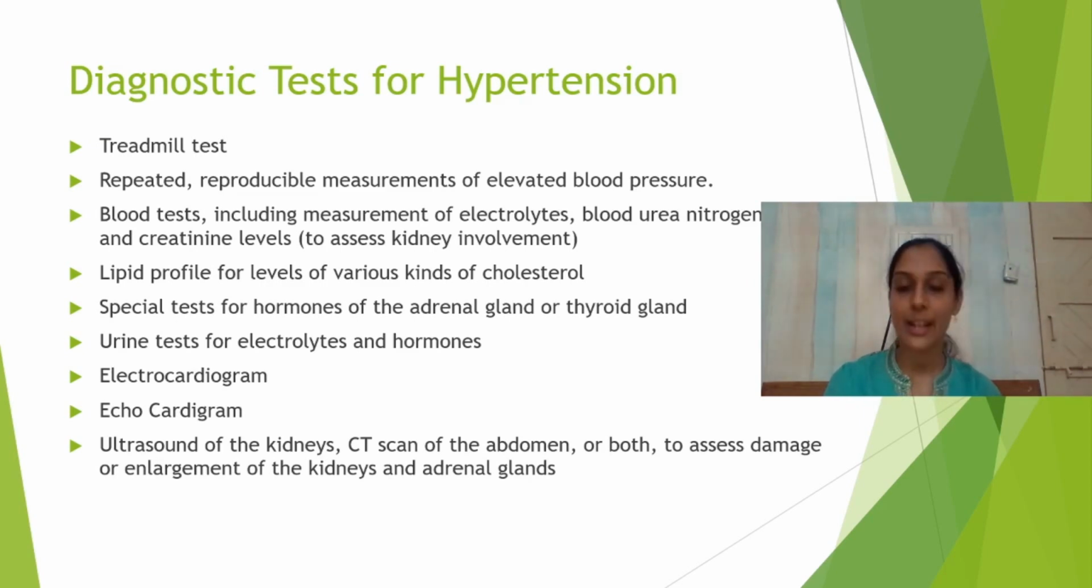Excretion of electrolytes is being assessed in urine. Then a 12-lead electrocardiogram is done to assess whether the function of the heart is normal or not. An echocardiogram is also done. And finally, an ultrasound of the kidney and a CT scan of the abdomen are done to assess whether there is any damage to the kidney or to the adrenal gland.